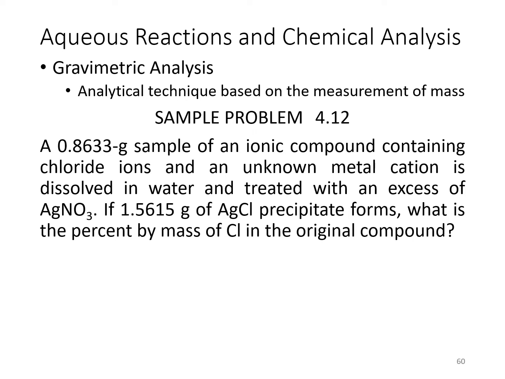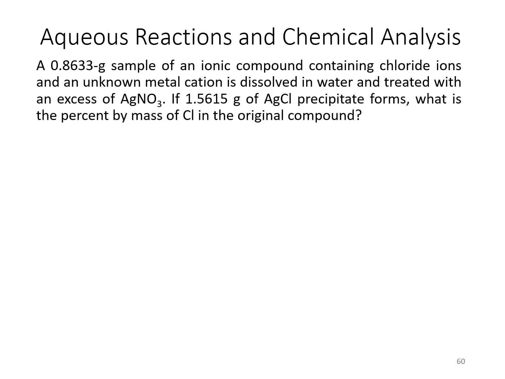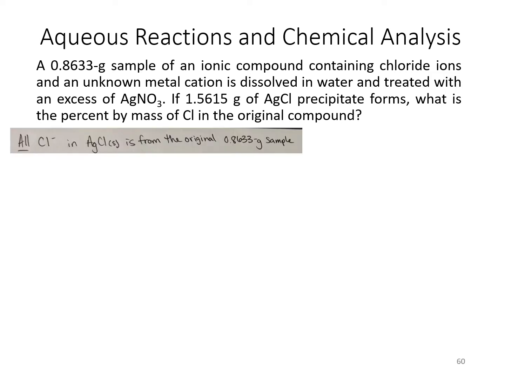This is using that solution stoichiometry for ions that we specifically learned about in the last section. So this is that same problem, just smaller from up top. So first and foremost, we need to remember all that chloride in this silver chloride precipitate is from that original 0.8633 gram sample. Okay, so that's the first bit of information that we need to know. So we can work our way backwards from that silver chloride precipitate back to the amount of chloride in that original sample.